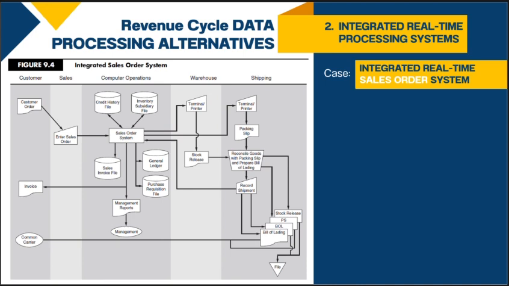And the sixth task, the system updates the general ledger accounts. In this example, the general ledger accounts are updated in real time. And for the last task, finally, the system produces and distributes various management reports, such as sales summaries, inventory status reports, and general ledger change reports.